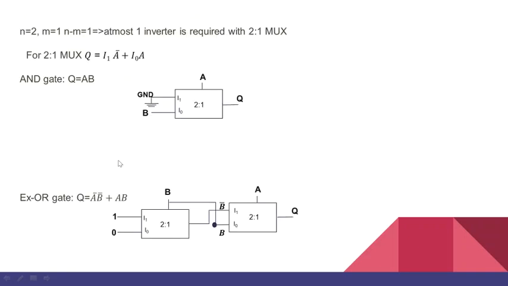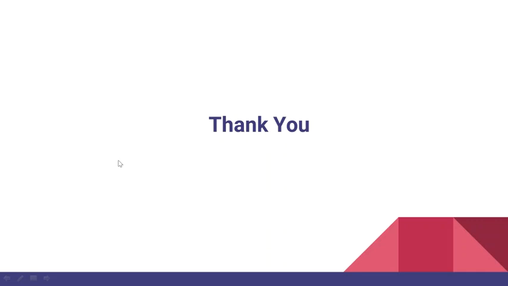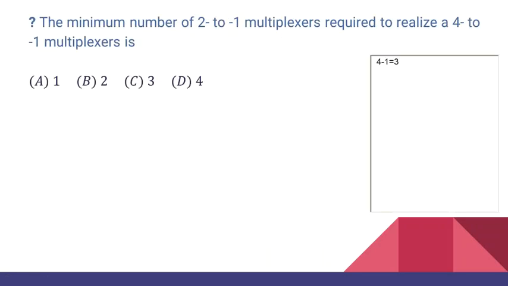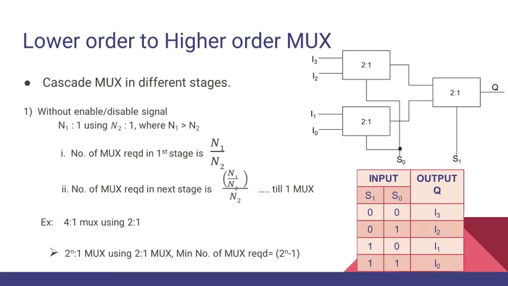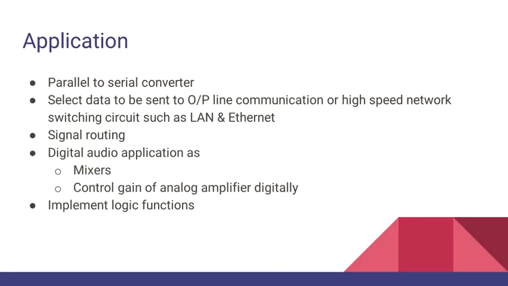So with these problems, we have come to the end of this topic, that is multiplexers. If you have any queries regarding this, do let me know. And please do not forget about the small task I have given before. I will once more remind you that task, that is you have to find how we can control the gain of an analog amplifier digitally using a mux.